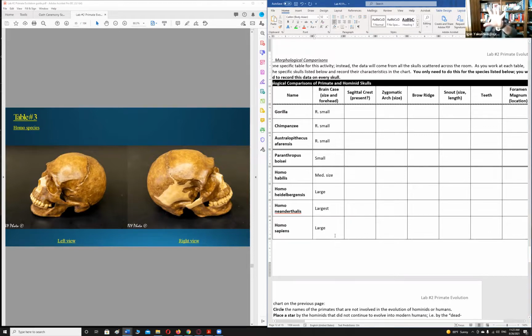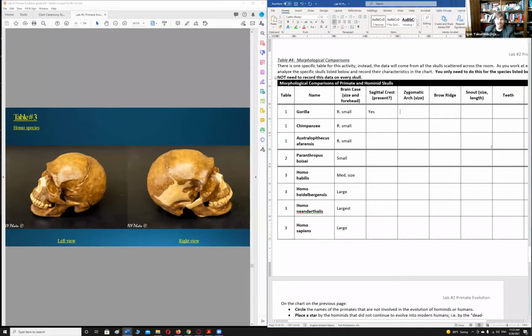Now, you got that particular column. Now, let's go with the row. Sagittal crest, yes. No, no. Well, chimpanzee, we decide no. Australopithecus afarensis, no. Boisei, yes. No, no, no, no, no.